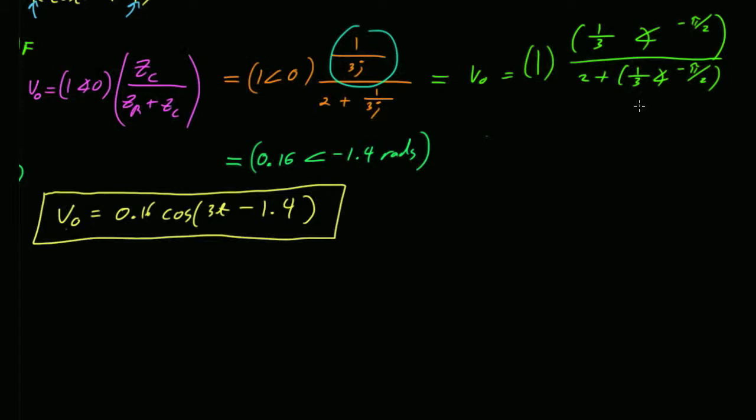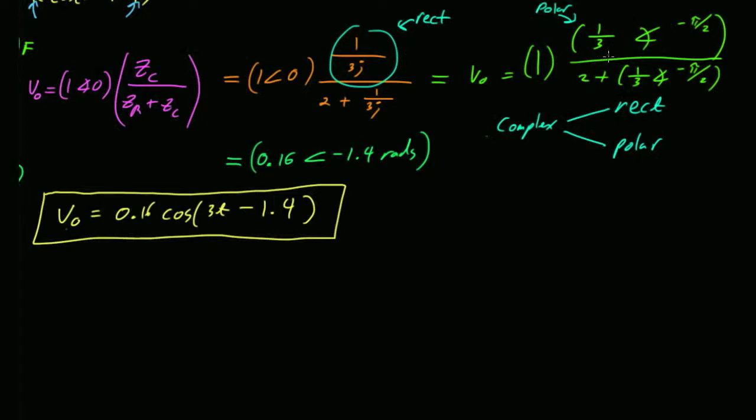Here's why it's tricky. So this is subtle, but it's important. When you're dealing with complex numbers, remember we said you can either have rectangular form or you can have polar form. So 1 over 3j, is that rectangular form or is that polar form? It's rectangular form. What about 1 over 3 angle minus pi over 2? Polar form. So that's really the only difference between those two expressions. This is rectangular form. This is polar form.